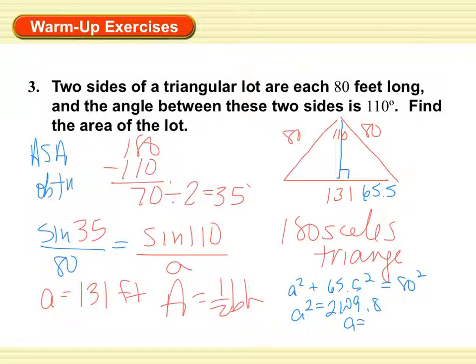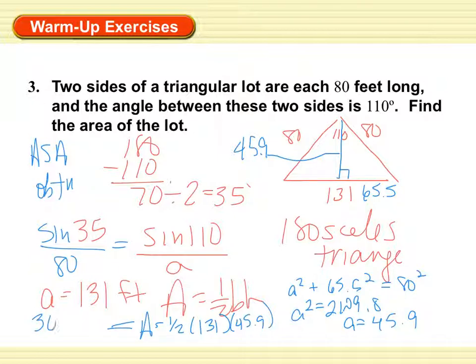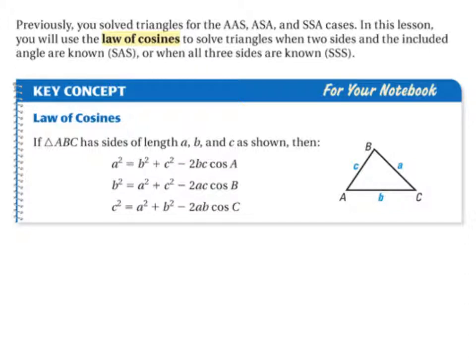A is 45.9. That's my height. So now I can find the area of the triangle. Area is 1/2 times my base, which is the whole base, times the height, 45.9. My area is about 3,008 feet squared. Phew! All right, let's get into what we're actually doing today.